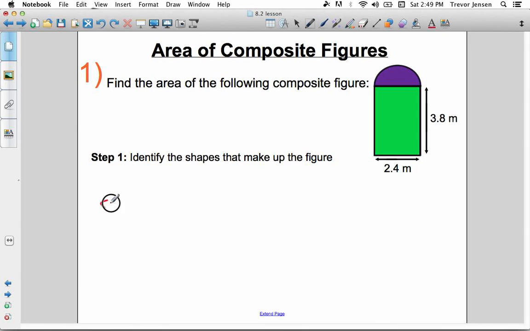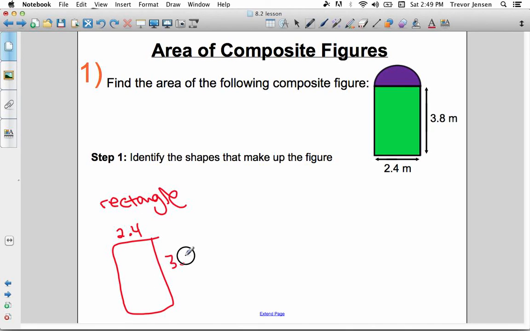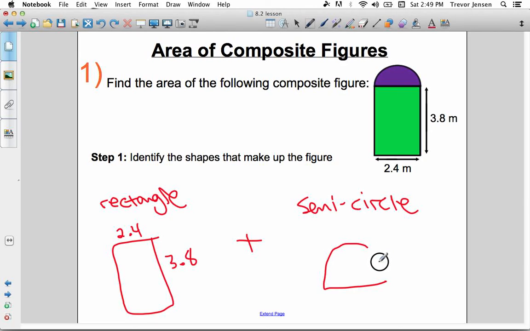So identify the shapes that make up the figure. Well, I've got a rectangle, and I'll just roughly sketch it below. Its dimensions are 2.4 by 3.8, and those are in meters. And I've also got a semicircle. I'll just roughly sketch that and label what I know. If you look carefully at the diagram, you'll notice it gives us the diameter of the semicircle is 2.4 meters.